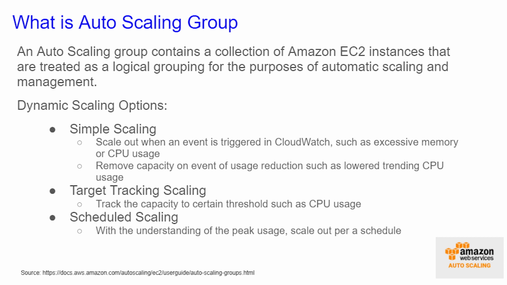Today we're going to be taking a look at what is an autoscaling group. An autoscaling group contains a collection of Amazon EC2 instances that are treated as a logical grouping for the purpose of automatic scaling and management.